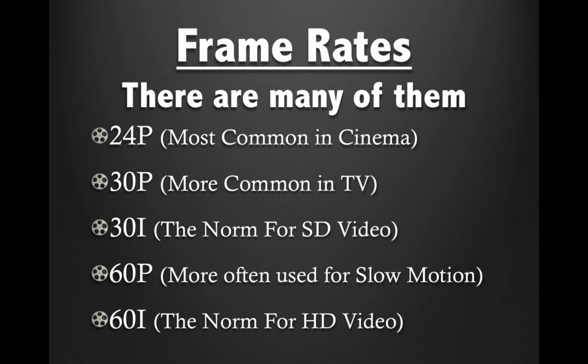There are many kinds of frame rates. The most common are 24p, which is in cinema, movie theaters. There's 30p, which is a little bit more common on TV. There's 30i, which is the norm for standard definition video. 60p, which people shoot on, more often on the lower end cameras, if they want to do slow motion, because it's very easy to double that frame rate and get slow motion. And then there's 60i. 60i right now is the current norm for high definition video on most broadcast channels, especially not national ones.